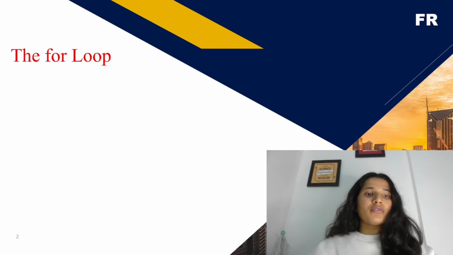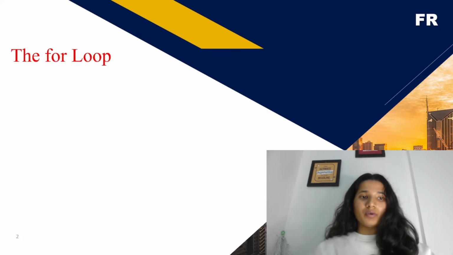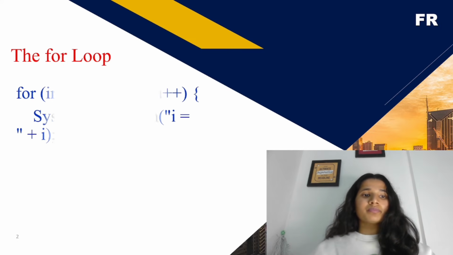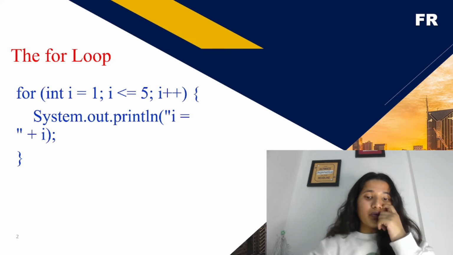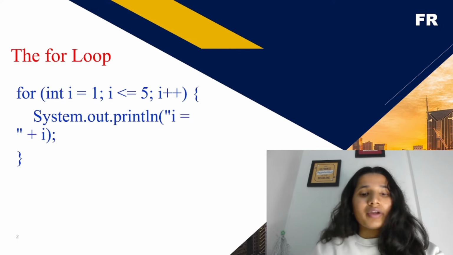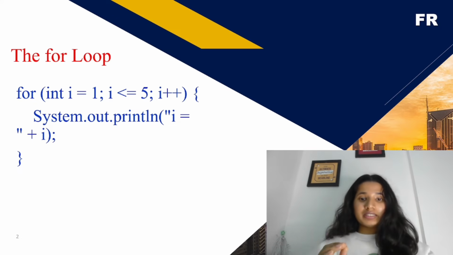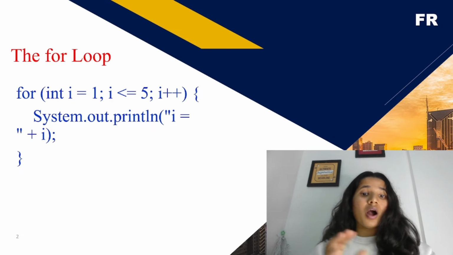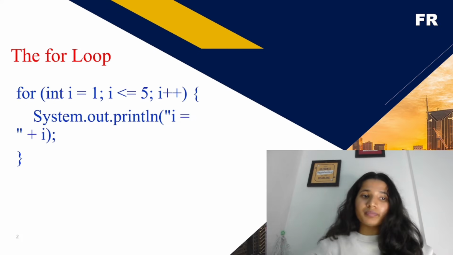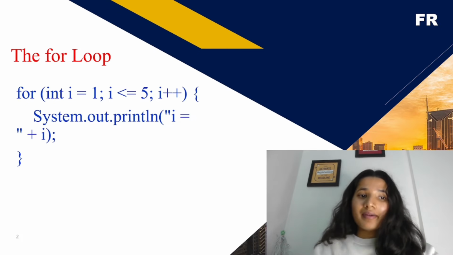First one is the for loop. How will you use a for loop, and when will you use it? The for loop is best when you know how many times to run. Then only you have to use a for loop. A for loop has three parts: first one is start, then condition and update.